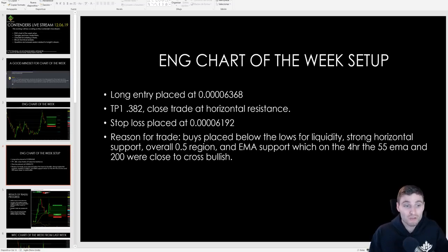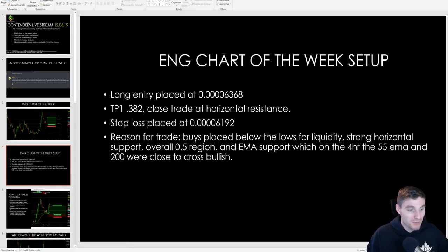So yeah, strong horizontal support combining with the 0.5 region that we're in, and combining with the 55 and 200 exponential moving average about to turn bullish. When they cross bullish, that's very nice, but you like to get in before they cross bullish. Otherwise, if they cross bullish, then you're a little bit too late, in my opinion. So there's a confluence of factors coming together for a really nice support level. And as you all know, I posted this chart, and then the next day it was up like 14% or something, like crazy high.